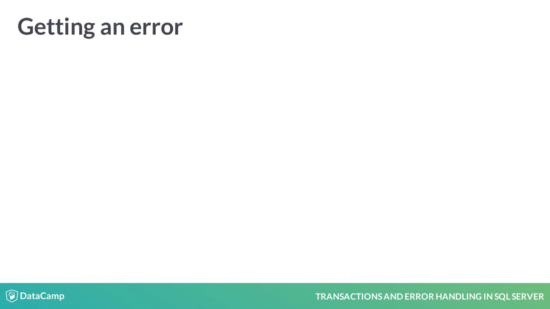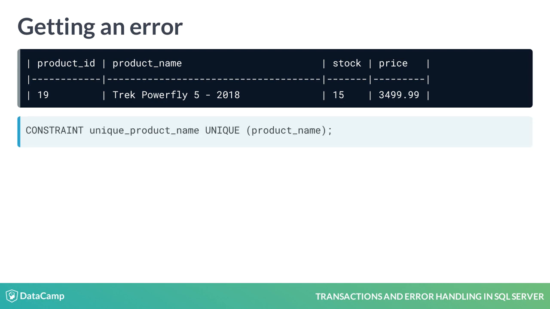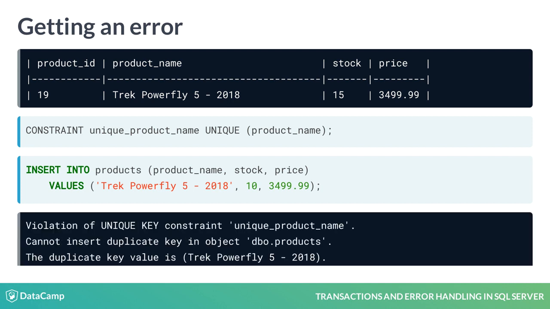Let's start with an example where an error occurs. In the products table, there is a Trek Powerfly 5 2018 bicycle. In this table, there is a constraint which checks that every product name must be unique. So, what happens if I try to insert again a new product with the name Trek Powerfly 5 2018? We get this error. We can handle this kind of error using a try-catch construct.